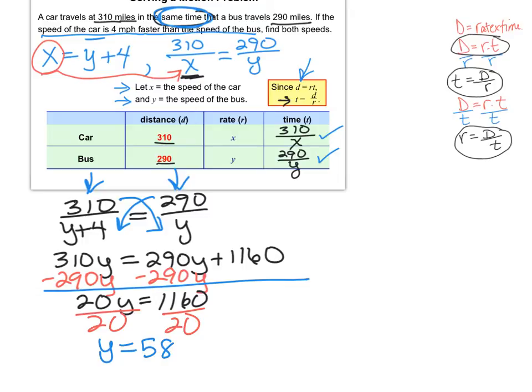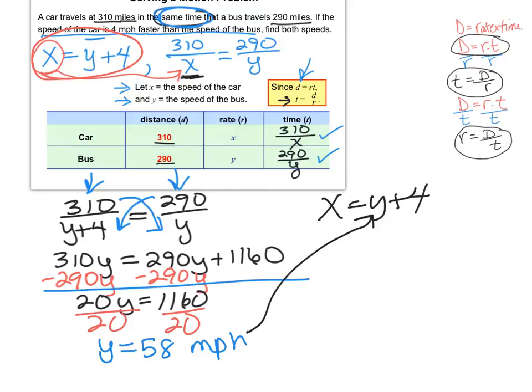Now the y is the speed of the bus, so that's going to be 58 miles per hour. Now we're going to use the first equation again, what we have for x. X is equal to y plus 4. And since we already found y is 58, we're going to substitute that in. So we get x equals 58 plus 4. So x is equal to 62, and that's miles per hour.